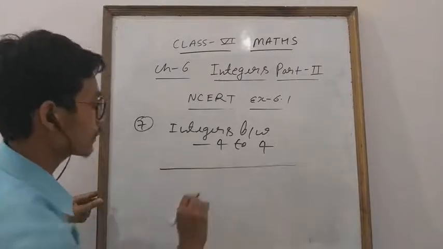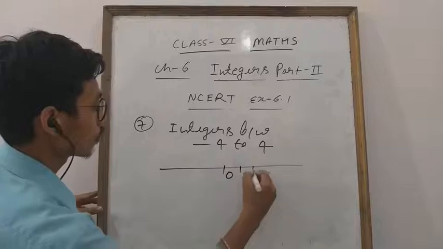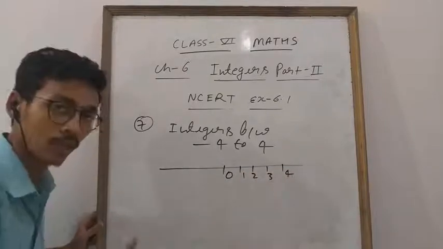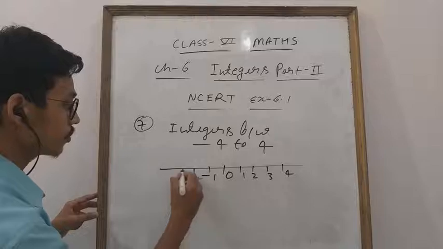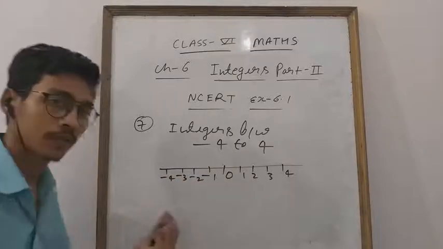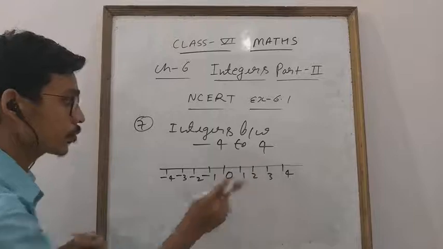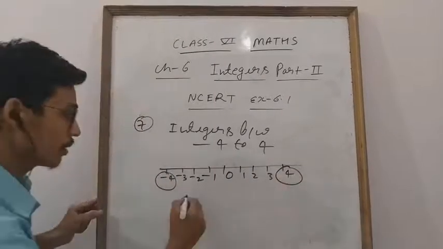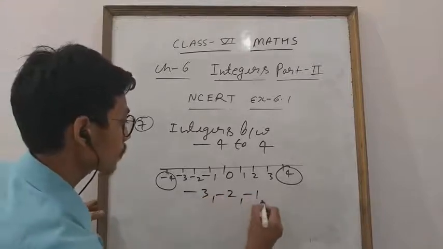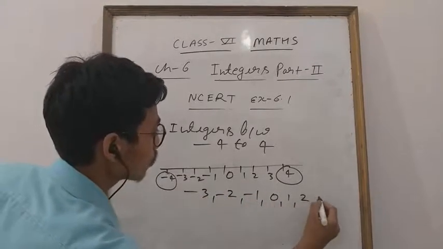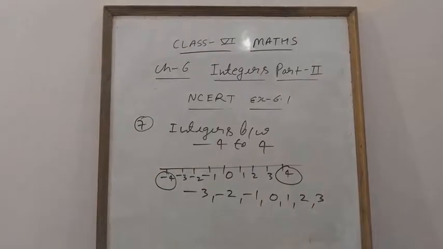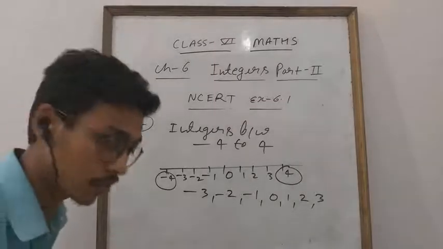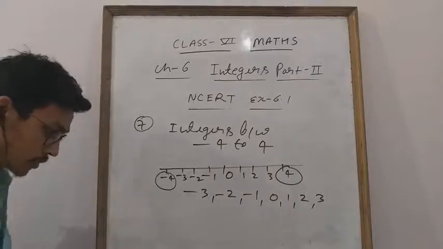See, you will simply draw the number line: 0, 1, 2, 3, 4, and minus 1, minus 2, minus 3, minus 4. Now minus 4 to 4 means you have to pick up from minus 4 to 4. So minus 3, minus 2, minus 1, 0, 1, 2, 3. This is your correct answer, everyone. You have to see the question very carefully, student, and solve it very carefully. Okay, everyone?